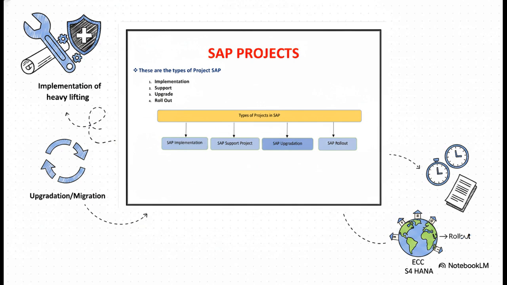Second, we have support projects. Because, once the system is live, you're going to need day-to-day maintenance. This can be ticket-based, where issues are resolved as they pop up, or it can be full 24/7 production support. Third is the upgradation or migration project. This is exactly what happens when a company moves from an older system like SAP ECC over to the shiny new S/4HANA. And finally, there's the rollout. This is when a company already uses SAP, but they want to expand it to a new country or a new company code. It's essentially just copying their existing blueprint onto a new lot of land.